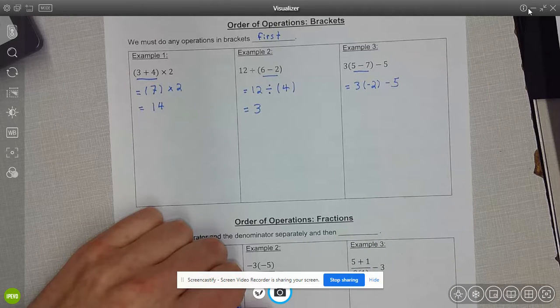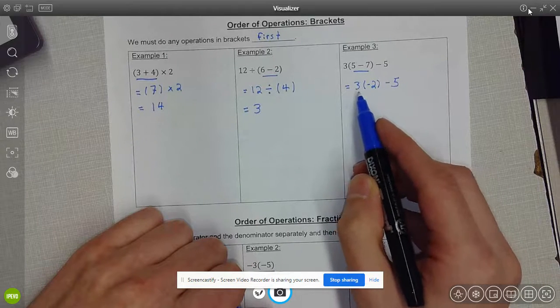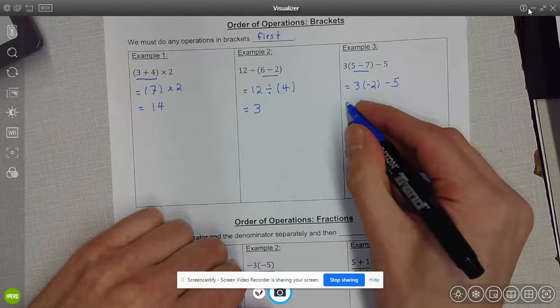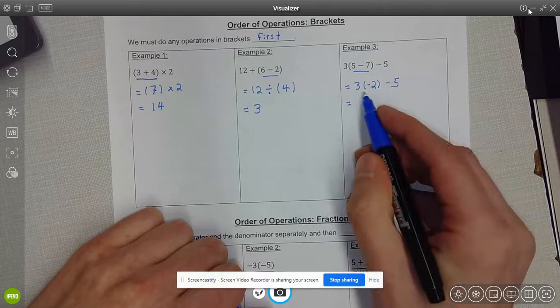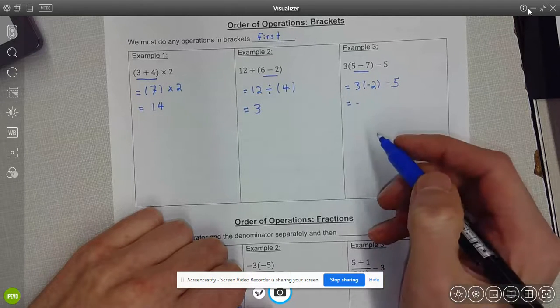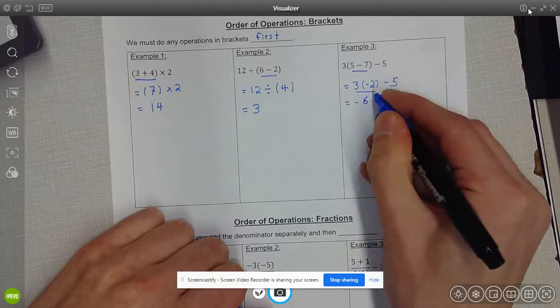Okay, now what happens? I still have two operations. What do we do when I have two numbers next to each other with no operation symbol? That means I have to multiply. Positive 3 times negative 2. Positive times negative is negative. 3 times 2 is 6. Then I still copy down the rest. I still have take away 5.